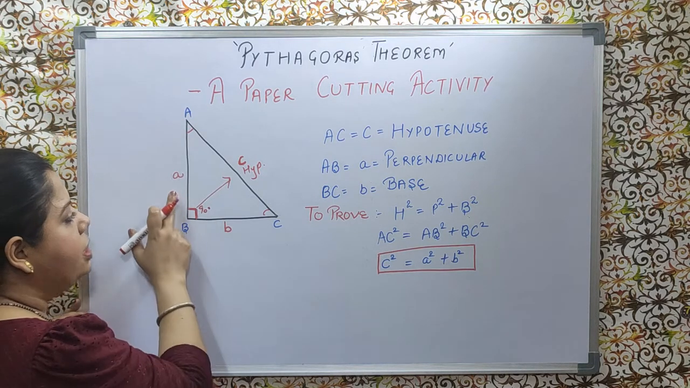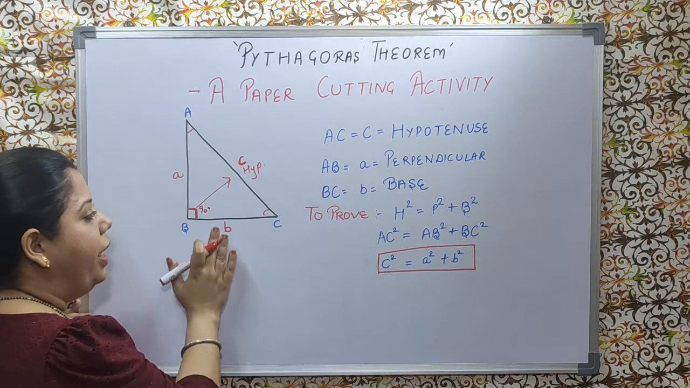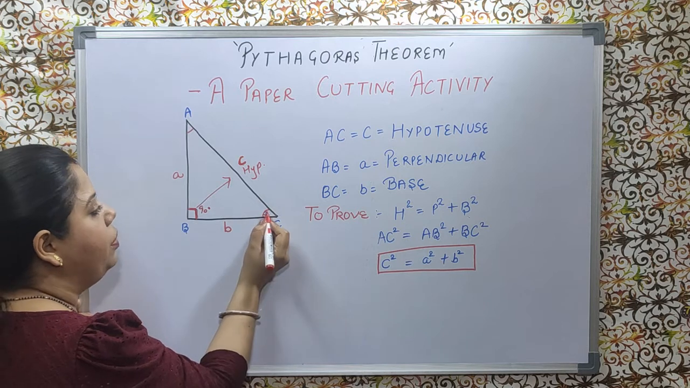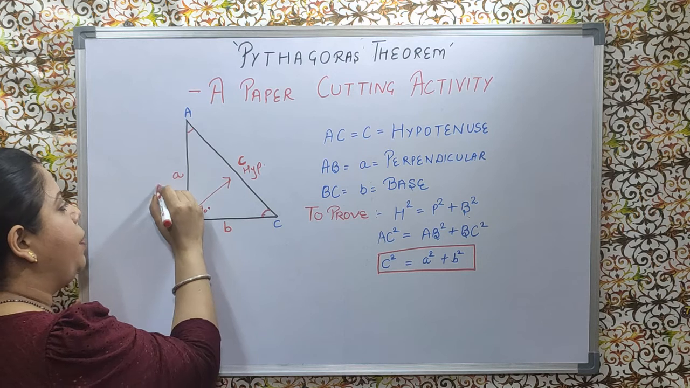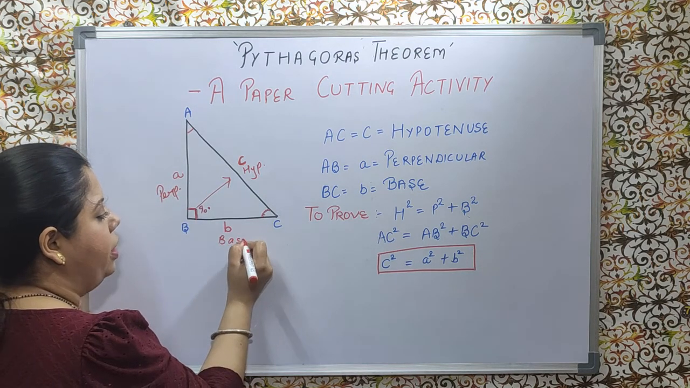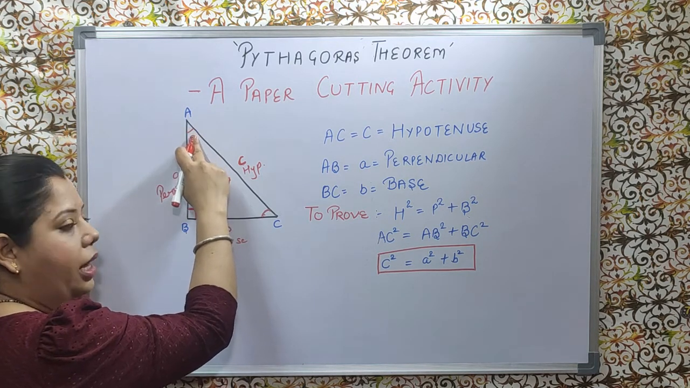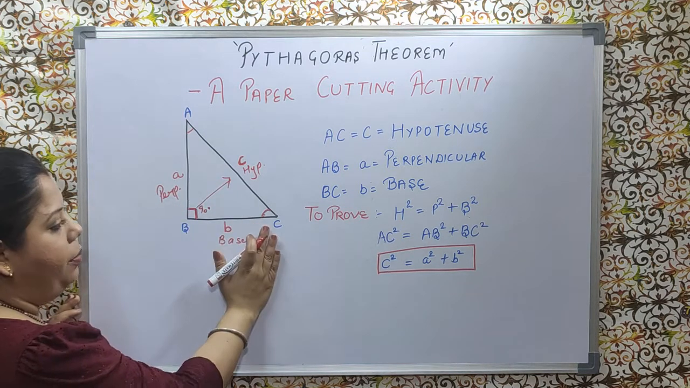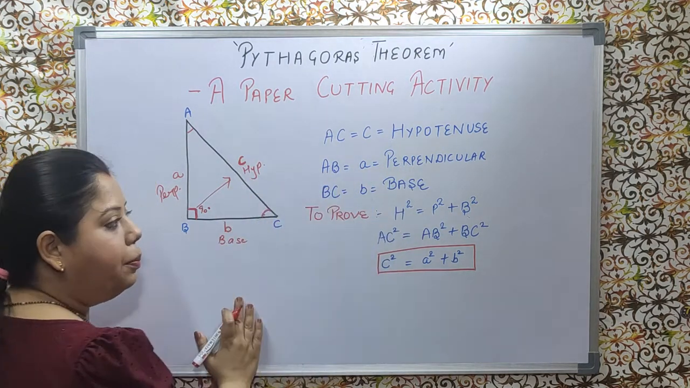Other two sides can be named perpendicular and base alternatively depending upon the angle which we are taking in consideration. If I am taking angle C in consideration, then my AB is perpendicular and my BC is the base. Whereas if I am taking angle A into consideration, then my sides will change. So here I am writing according to angle C, AB is the perpendicular, BC is the base.